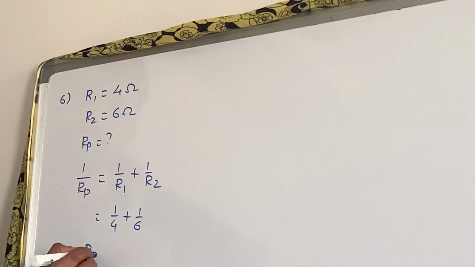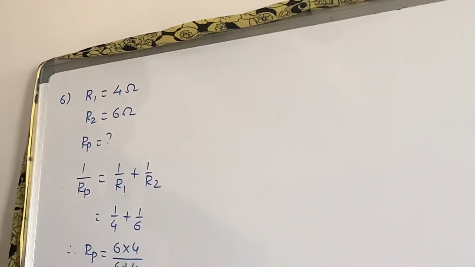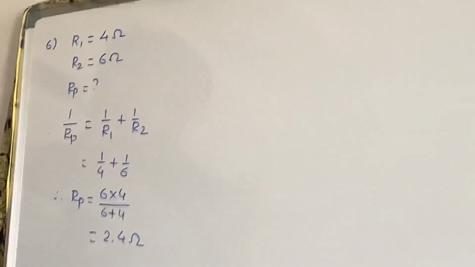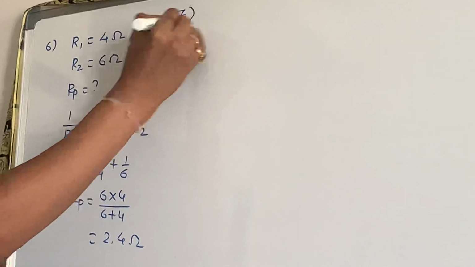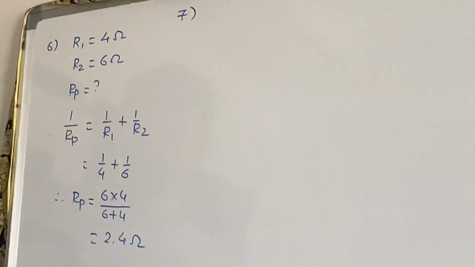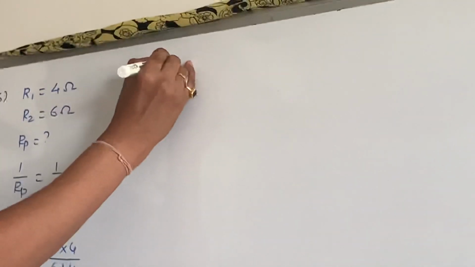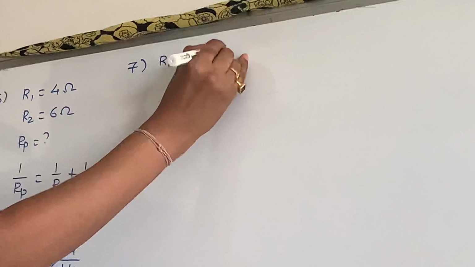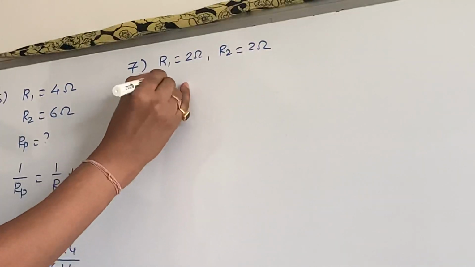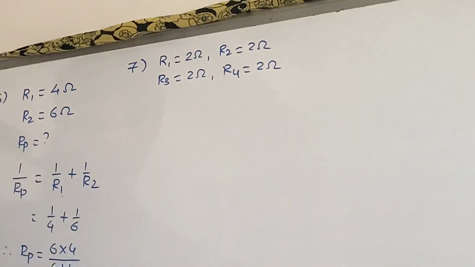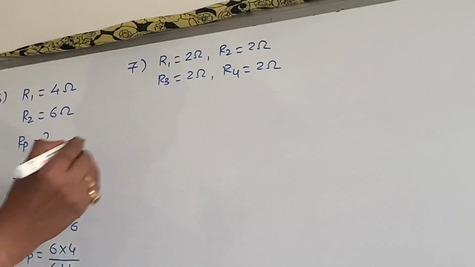So I can write RP is equal to 6 into 4 upon 6 plus 4. That comes out to be 2.4 ohm. Right? Check the seventh one. What is given in seventh? Seventh is important. 4 resistors, each of 2 ohm. So R1 is 2 ohm, R2 is 2 ohm, R3 is 2 ohm, and R4 is 2 ohm. These are 4 resistors. They are connected in parallel. What is the effective resistance?